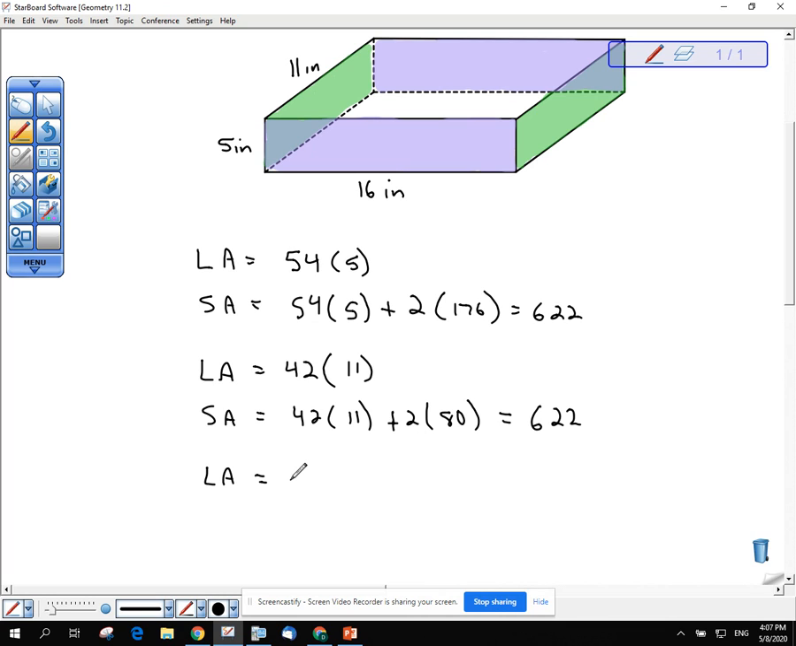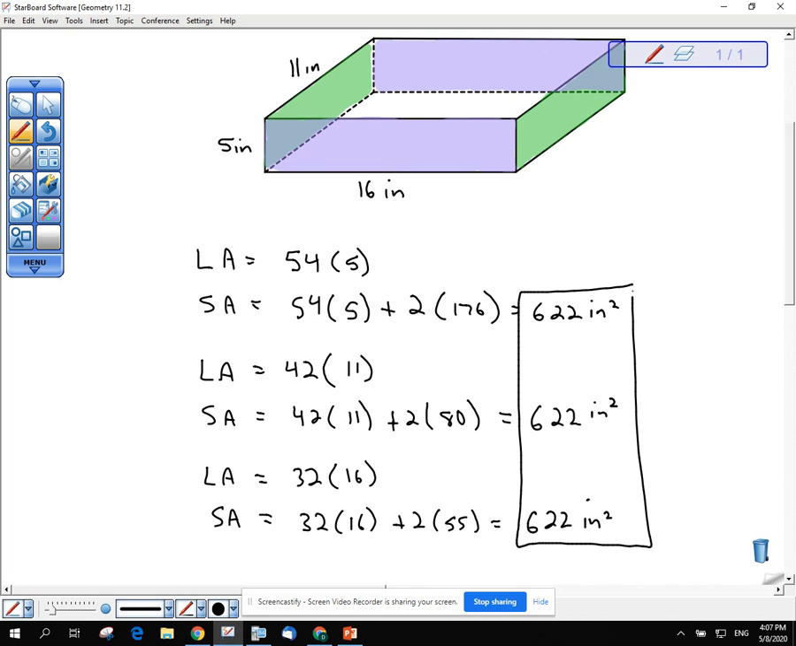If the green ones are the bases, then you're going to have 5 plus 11 plus 5 plus 11, which would be 32 times 16, which means the surface area would be the lateral area, 32 times 16, plus 2 bases, which would be 55. And just to be sure, I'm going to do that math on my calculator as well. And it comes out to 622, of course. And that's inches squared. So no matter how I calculated it, of course, it should be the same because that is going to be constant.